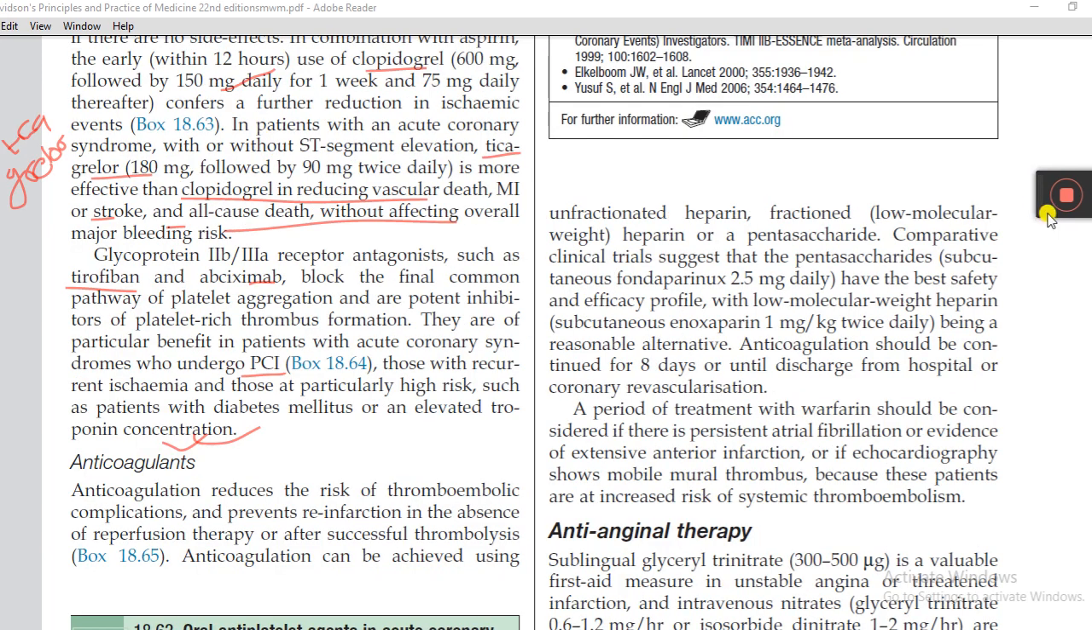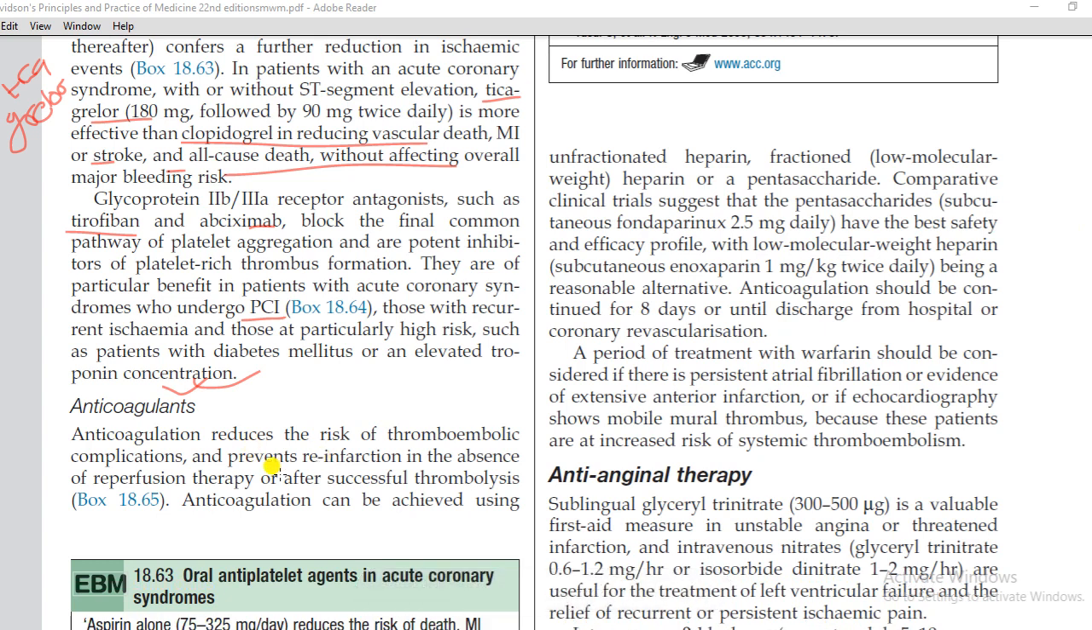So anticoagulants. Anticoagulants reduce the risk of thromboembolic complications and prevent reinfarction in the absence of reperfusion therapy. Thromboembolic complications: they prevent the formation of thrombus and embolism from that. They also prevent reinfarction in the absence of reperfusion therapy.